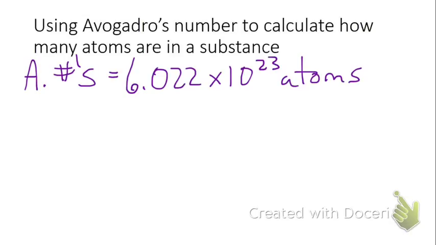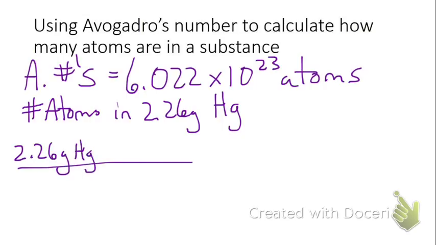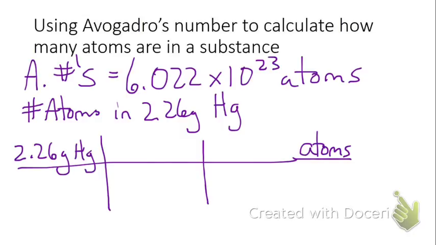So how can we use Avogadro's number? Just like the previous example, instead of looking for moles, let's look for the number of atoms in 2.26 grams of mercury. We want to start like we did before. We start with what we know, 2.26 grams of mercury. We want to finish up with atoms, because that's what we're told to solve for.